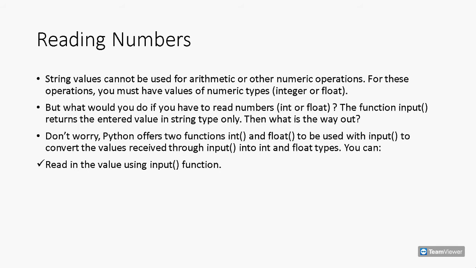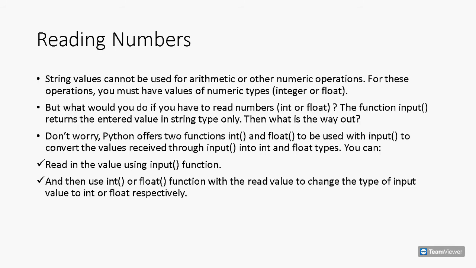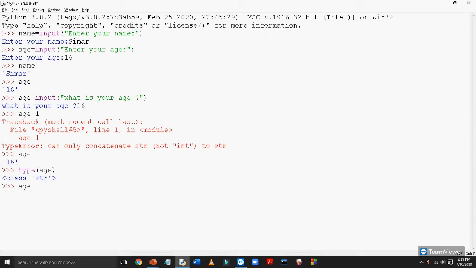You can read in the value using the input function and then use the int or float function with the read value to change the type of input value to int or float respectively. Let's work out some examples in Python IDLE now. age = input("What is your age?"). I'm entering the value as 16. age = int(age). age + 1. See, it gave no error.